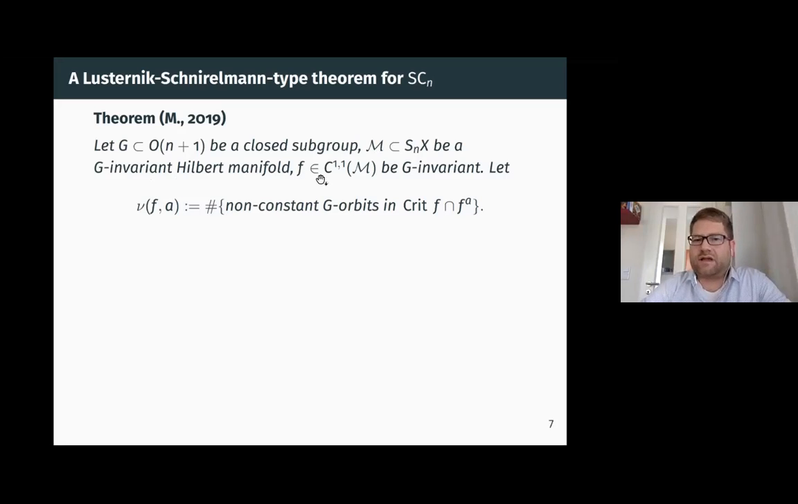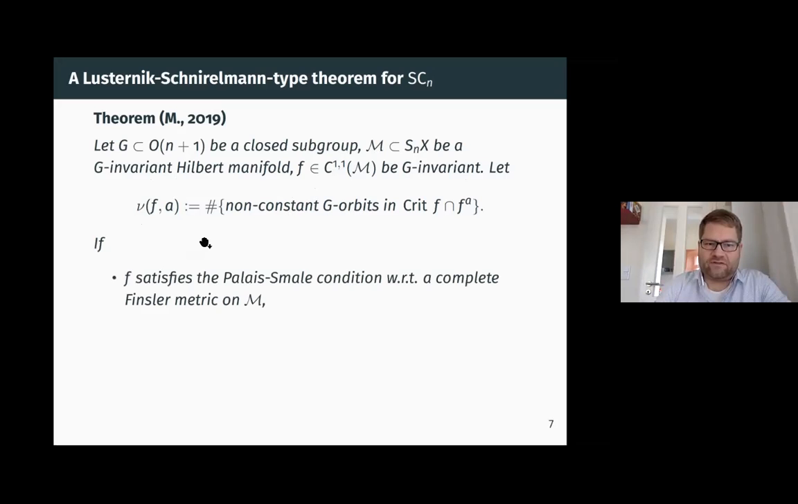And so that they have a function which has the nice differentiability properties, C^{1,1} on the Hilbert manifold, which is invariant under reparameterization as well. I want to count the number of G orbits in the set of critical points of F with respect to sublevel A, which I denote by nu of F, A, this count.